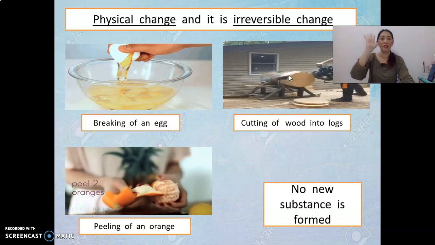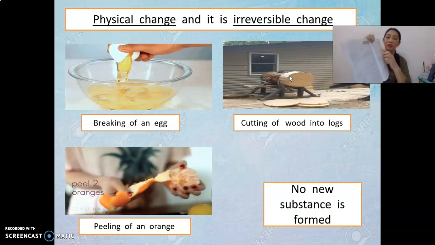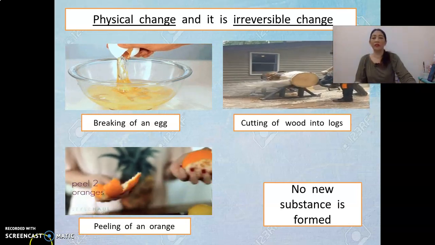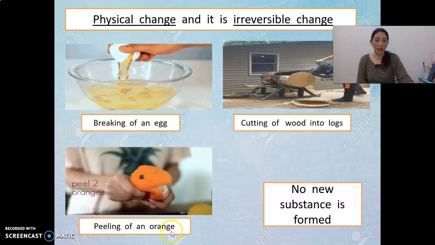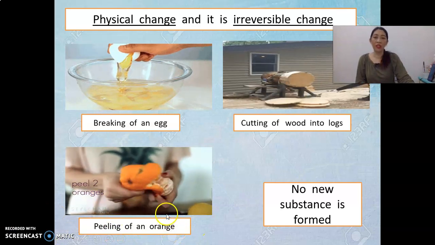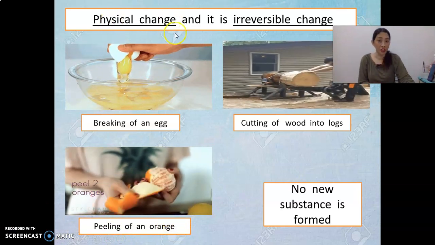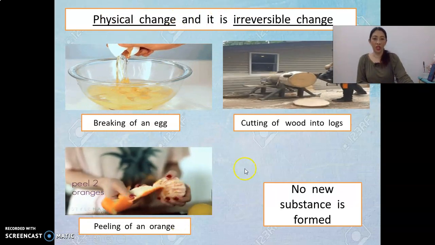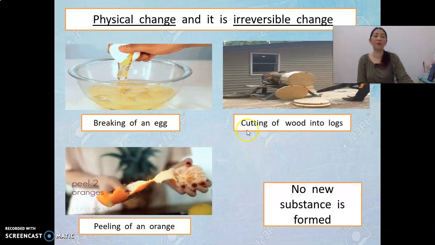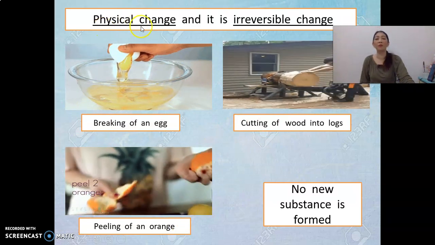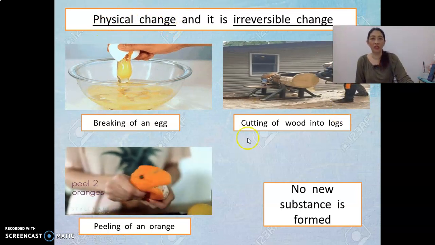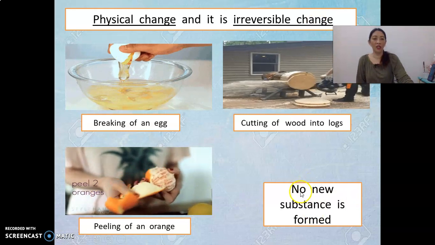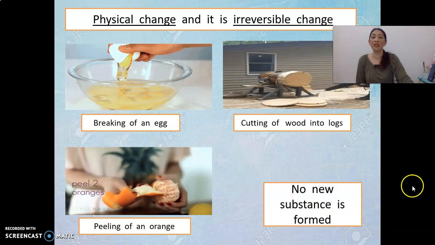Okay, the last is number 5, peeling of an orange. Peeling of an orange is physical change, and it is a reversible change. So these are other examples of physical change, and these are reversible changes. And no new substance is formed.